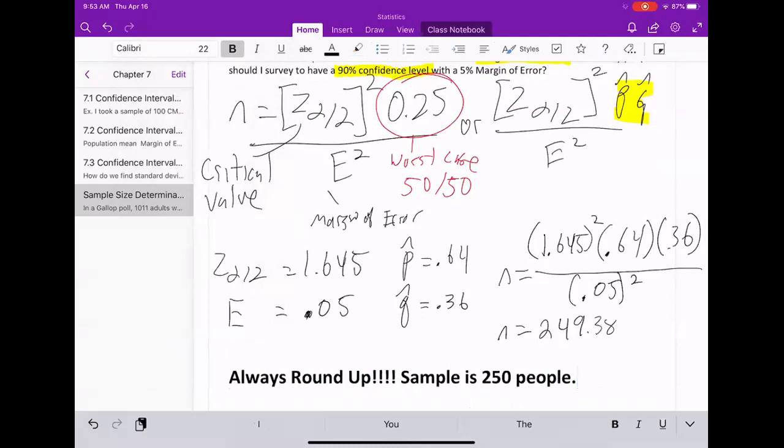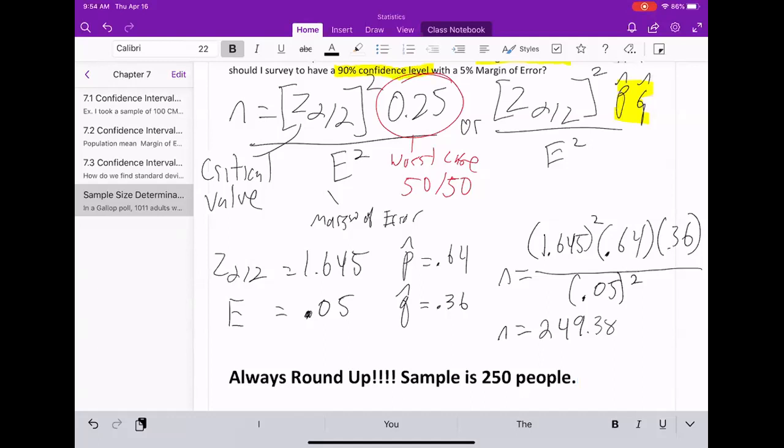I need to sample at least 250 people to have a margin of error of 5% and still have a confidence level of 90%. So this is something you could do if you're going to really do this in real life and you're like, hey, I want my results to be within this range. So before you actually go out and start sampling and talking to people, you can calculate what your minimum sample size needs to be.